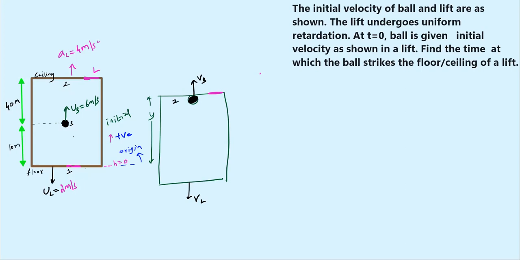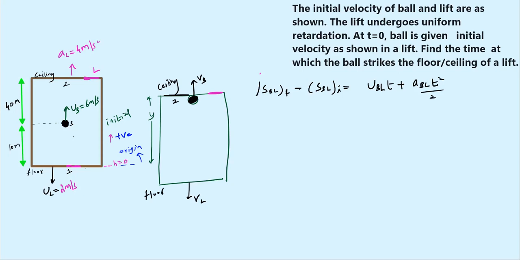Now, what is the 2? 2 is for the ceiling I'm using, and this is the floor. Now we'll write down the equation. The final position of the ball with respect to the ceiling of the lift minus the initial position of the ball with respect to the ceiling of the lift equals the initial velocity of the ball with respect to the lift into t plus the acceleration of the ball with respect to the lift, t square by 2.